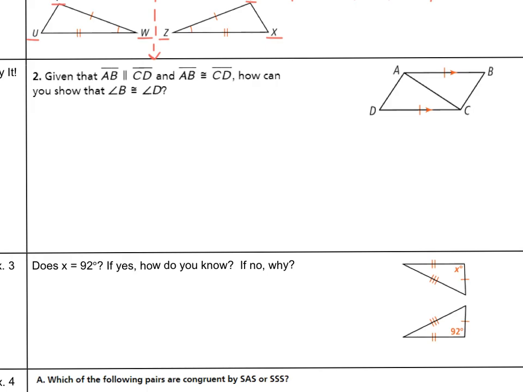And then all of a sudden we throw a pretty challenging question in here. It says, given that AB is parallel to CD and AB is congruent to CD, so two pieces of information right there, how can you show that angle B is congruent to angle D? If we're trying to prove or show that angles are congruent, first we have to prove triangles.